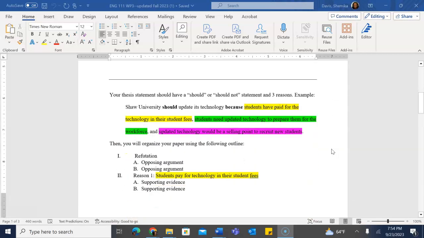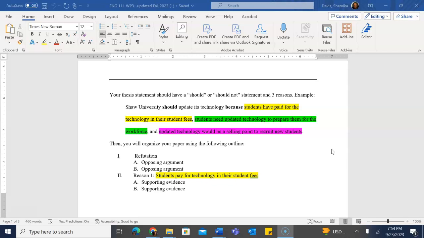Now, I always say that for your thesis statement, you want to have a should, and I always call it a should because statement, and that's kind of my easiest way to explain that. So this gives you a little bit of an example. And your thesis statement is going to always include your 3 reasons, okay? So this is the example given.